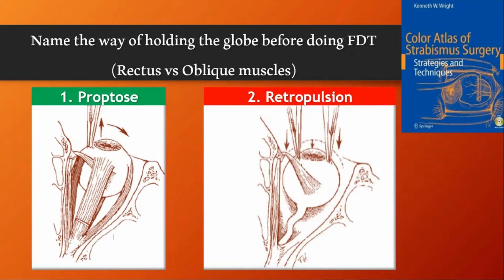For obliques, how do we check for FDT? We retropulse the globe, and then in case of superior oblique, to check for superior oblique restriction, we have to move the eye up and in. That's enough. But I don't think they will ask you for more details about this.